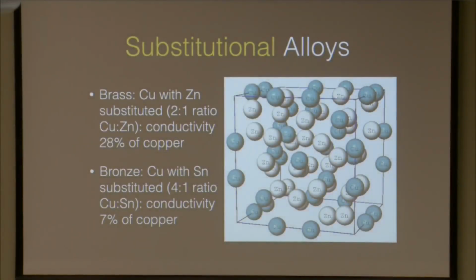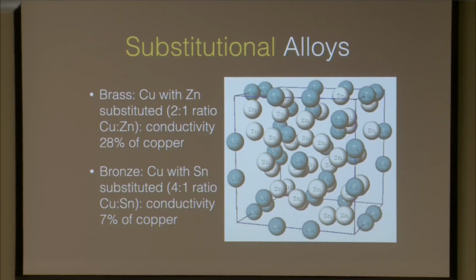Brass. Well, we know brass, but now you know brass. Now you really know brass. You didn't know brass. You don't know anyone or anything until you see it as an atom and electrons. That is how you know someone. Copper with zinc substituted in a 2-to-1 ratio, copper to zinc, the conductivity drops. Those electrons are not as free, but they're still pretty free.